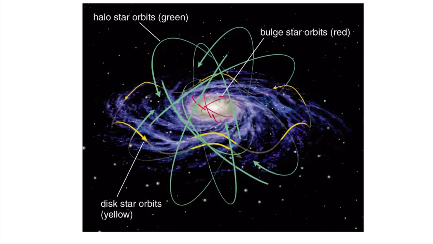That is very different than the bulge and the halo. The bulge is this region here. Those stars in the bulge are not moving in any particular one direction. They're not all aligned in the same plane.